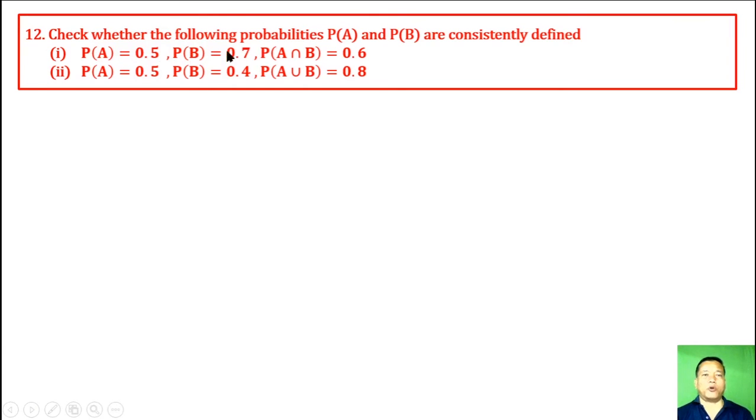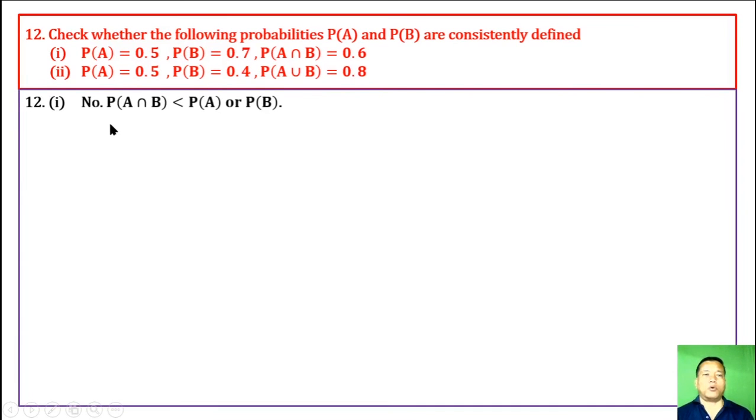12. Check whether the following probabilities P of A and P of B are consistently defined. P of A is this, P of B is this, P of A intersection B is this. Let us find out. No, P of A intersection B whose value is 0.6, which is less than P of A or P of B. P of A intersection B is less than P of A or P of B.